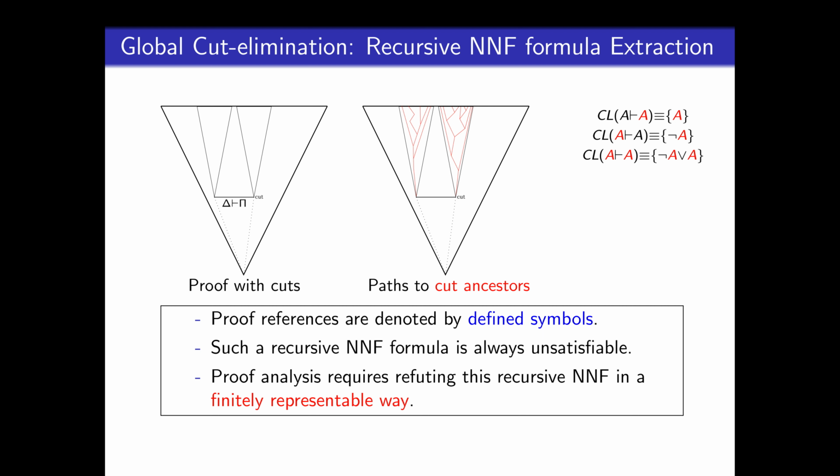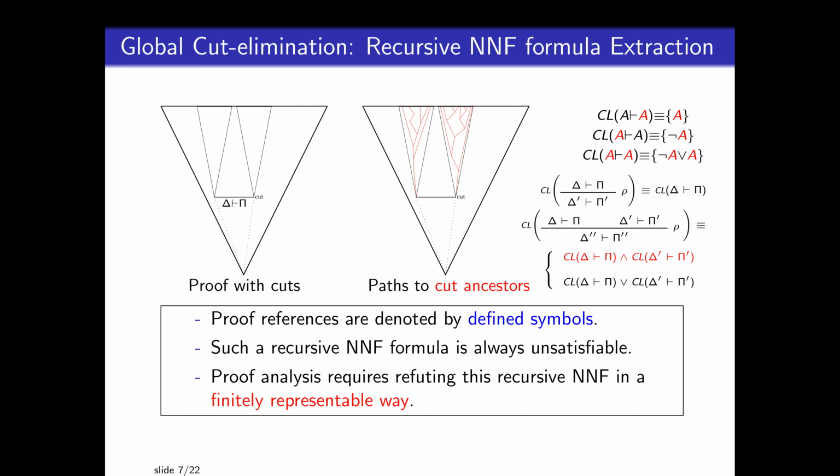So you see, these are the axioms. We have either A, not A, or not A, A for the different axioms, depending on whether the axiom is part of the cut ancestors. All right. We ignore unary rules. And when it's a binary rule, depending on its cut ancestry, we put either an and or an or. All right. What happens with proof references? Proof references become defined symbols which have recursive definitions attached to them. So such a recursive formula is always unsatisfiable. Any instantiation of it is unsatisfiable.